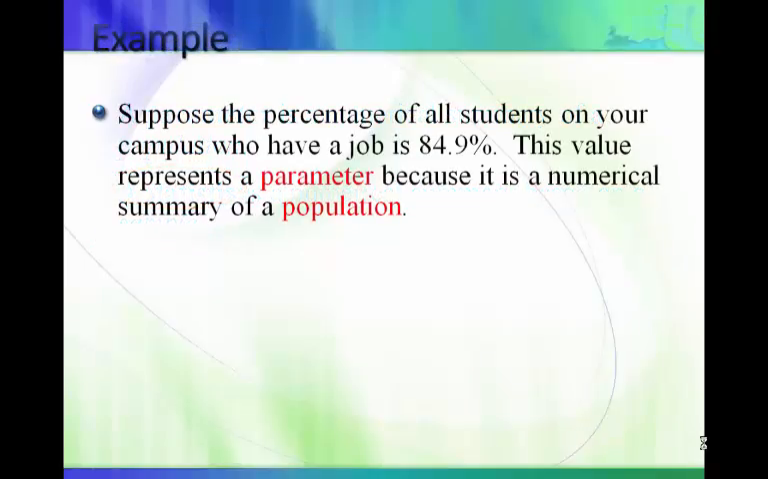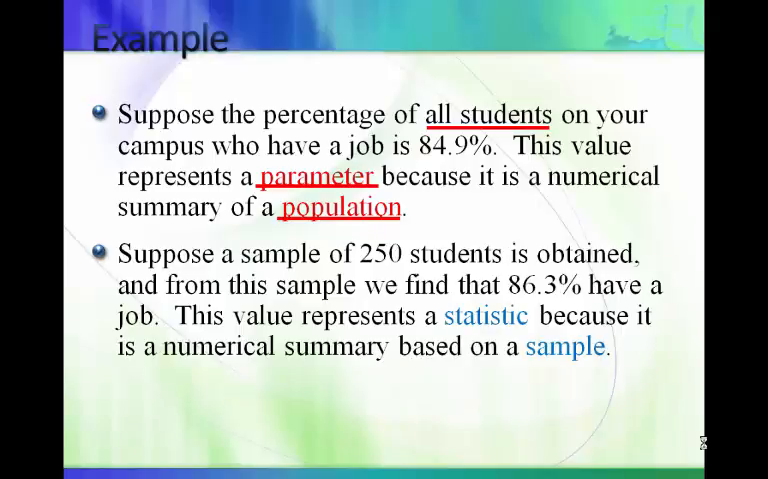Suppose the percentage of all students on your campus who have a job is 84.9%. This value represents a parameter because it is a numerical summary of a population. Suppose a sample of 250 students is obtained, and from this sample we find that 86.3% have a job. This value represents a statistic because it is a numerical summary based on a sample. So you can keep those straight with the P's: parameter and population both start with a P, and statistic and sample both start with an S.